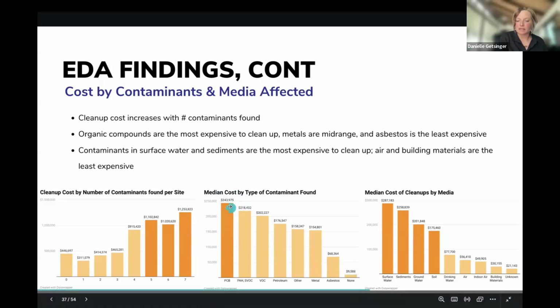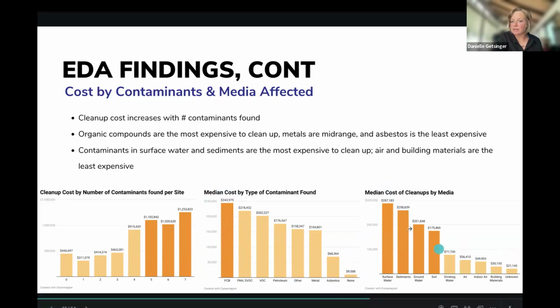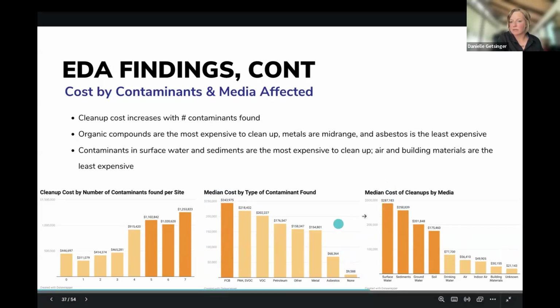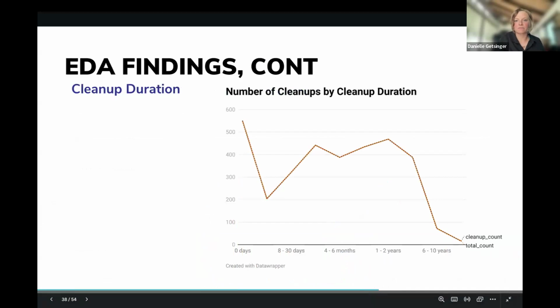And as this is a more beginner webinar, I don't expect you to know all of these acronyms down here. But this also makes sense. PCBs are a really difficult thing to get out of the ground and also have very strict regulations. So we would expect that to be more contaminated. It was encouraging to see that asbestos, we were able to move through pretty quickly. And then what is impacted also was expensive.